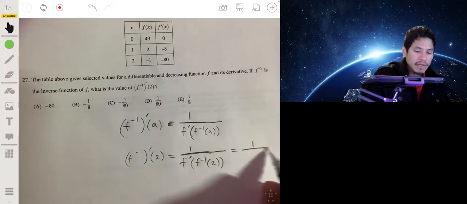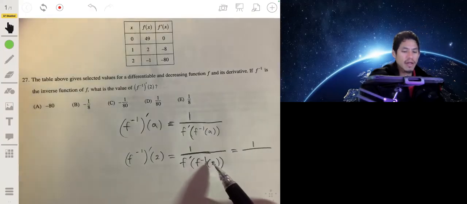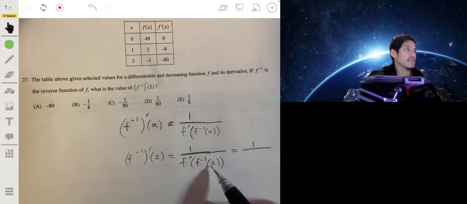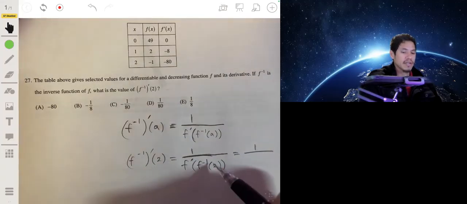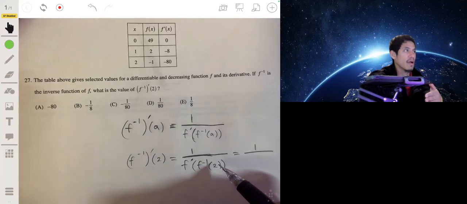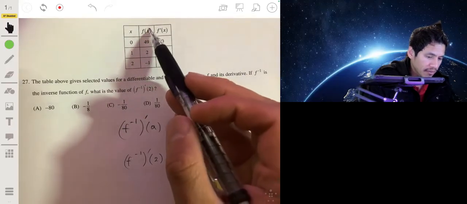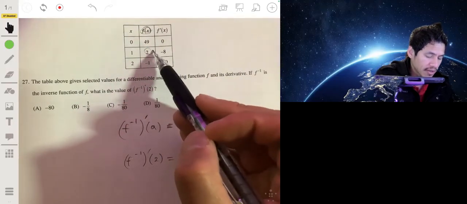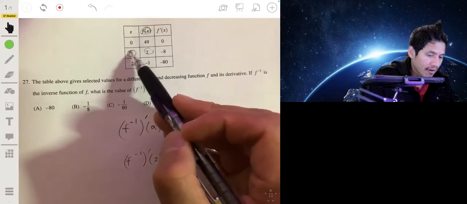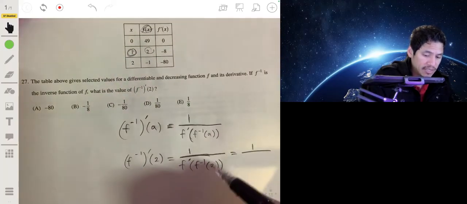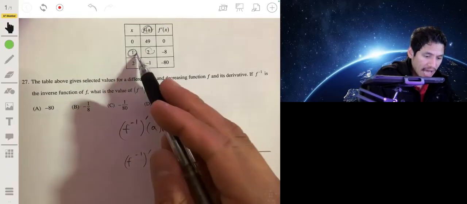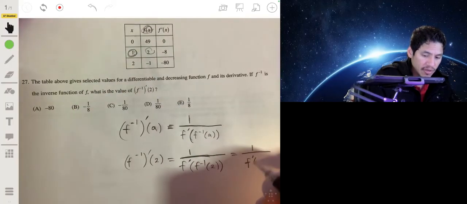So let's see what we get. The inverse function evaluated at 2 is essentially going to be the value of f of x that results in 2. Like, what value gives you 2 as the output for f of x? So here, we look where the output is 2 for f of x, which is here, and the input is going to be 1.